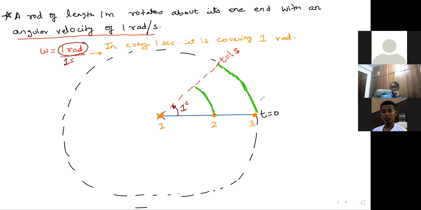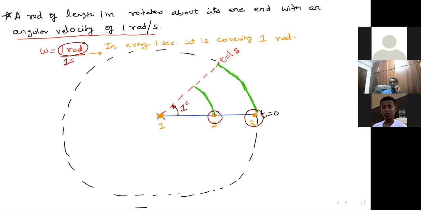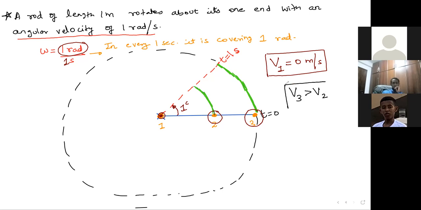In 1 second. But don't you think particle 3 has traveled a greater distance compared to particle 2? Yes, because particle 2 is closer to the center or the fixed point. Exactly. And particle 1 has traveled 0 distance, because it's the center. So can I say the velocity of particle 1 would be 0 meters per second? Now don't you think the velocity of particle 3 will be greater than the velocity of particle 2? Exactly.